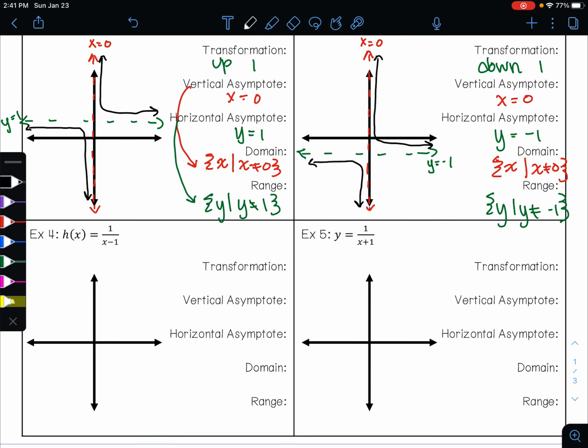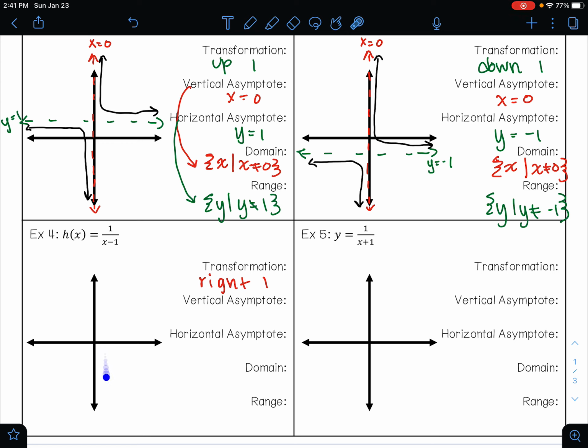When we go right 1 unit, that has no effect on our horizontal asymptote. Instead, it has an effect on our vertical asymptote. If we shift our vertical asymptote right 1 unit, now instead of x equaling 0, x will now equal 1. So my vertical asymptote will have been shifted right 1 unit, and my domain will be all values of x such that x cannot be 1 because we're going to have a vertical asymptote there.